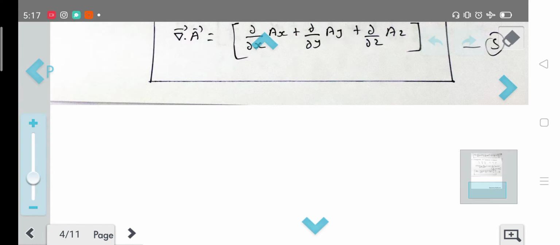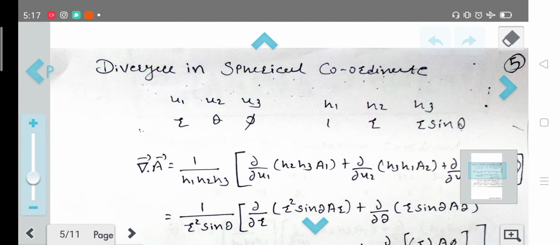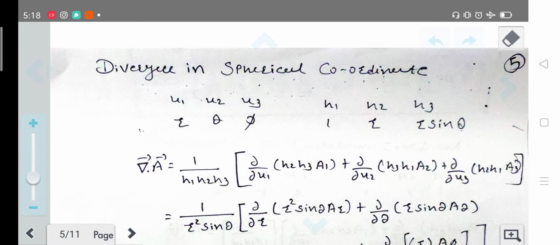Now let's talk about divergence in spherical coordinate system. So what will be the values of u1 u2 and u3? The coordinates will be r, theta and phi, and corresponding values of h1 h2 and h3 will be 1, r, r sine theta.